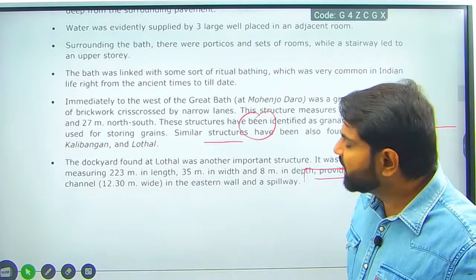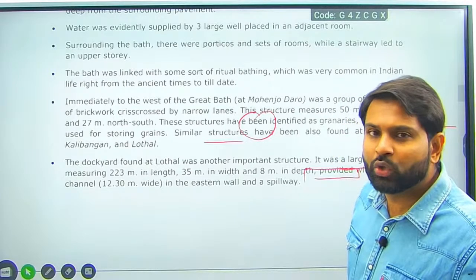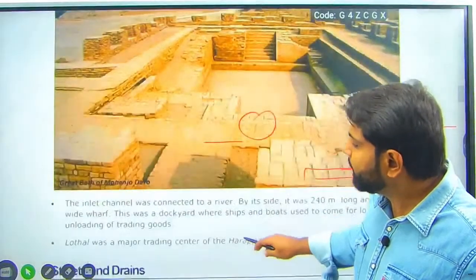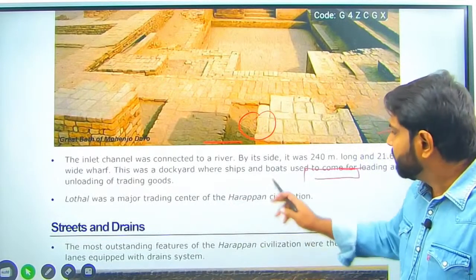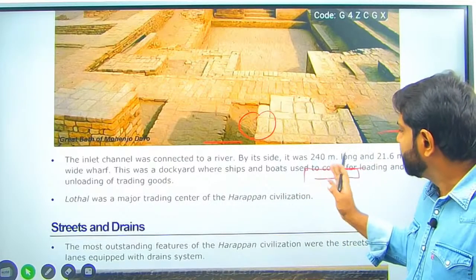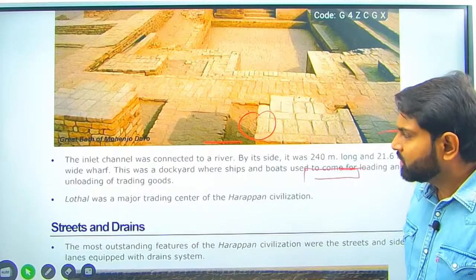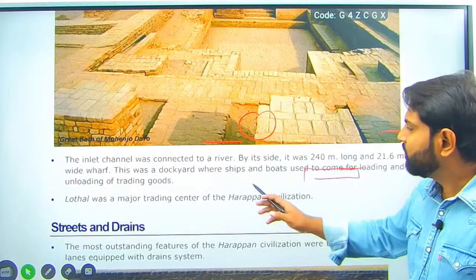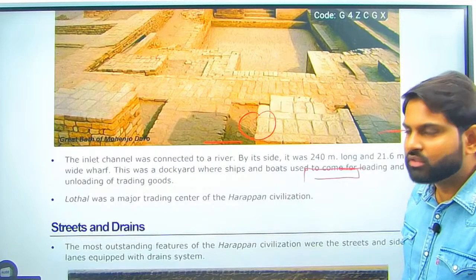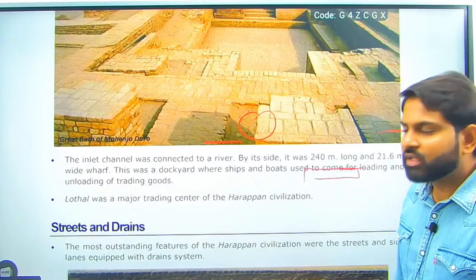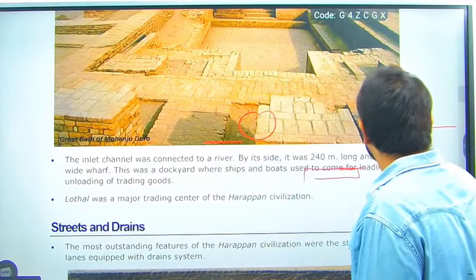So we can understand that they might have had water connectivity to Lothal. The inlet channel was connected to a river by its side, and it was 250 meters long, with a 21.6 meter wide wharf. This was a dockyard where ships and boats used to come for loading and unloading, trading of goods. That is the reason why we can conclude that Lothal is one of the important trading centers of the Indus Valley civilization.